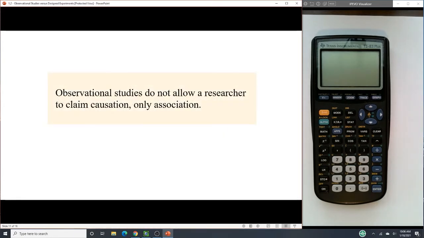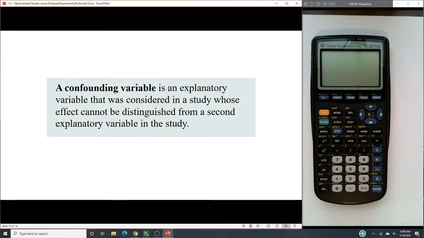Now, observational studies do not allow a researcher to claim causation, only association, because we don't know why things are happening. We just know that there is an association, but we don't know that it causes certain things because we're just observing. Again, a confounding variable is an explanatory variable that was considered in a study whose effect cannot be distinguished from a secondary variable.